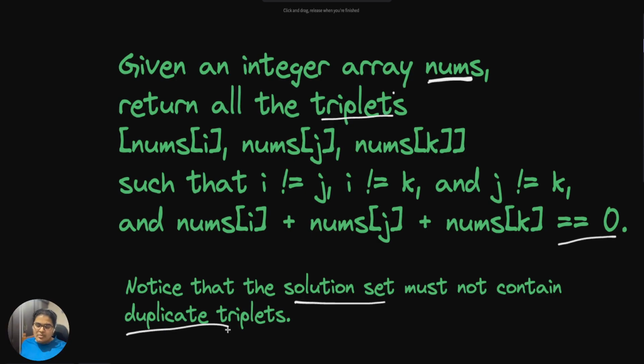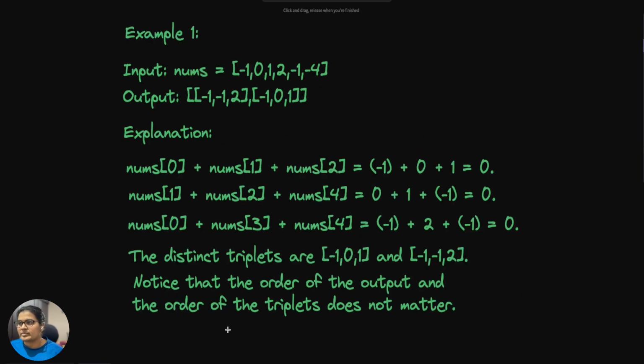In the two-sum problem, we were guaranteed that there was exactly one solution. Here, that's not the case. There can be one or more, zero or more solutions for that matter. And we should not return any duplicates. Okay, let's look at an example first.